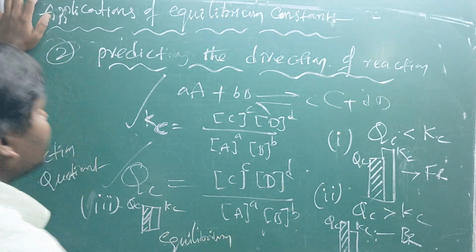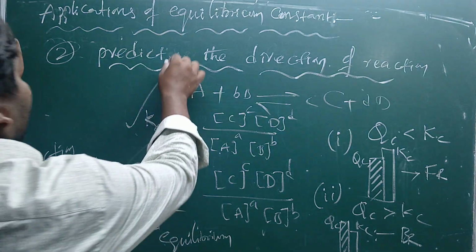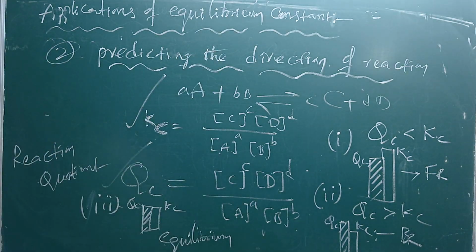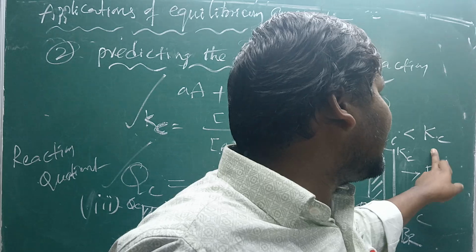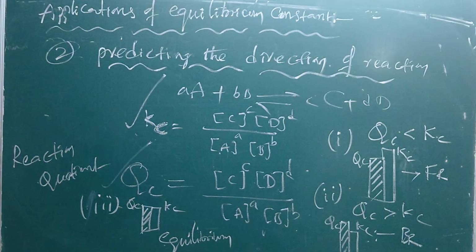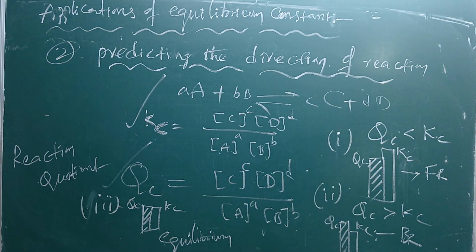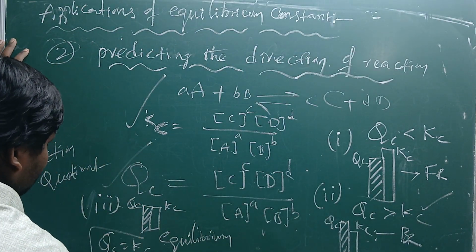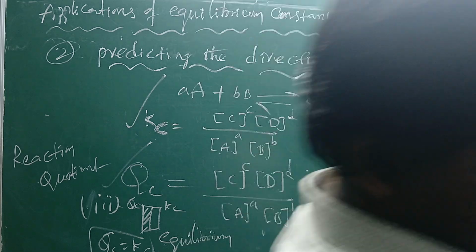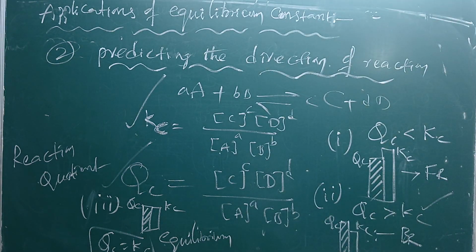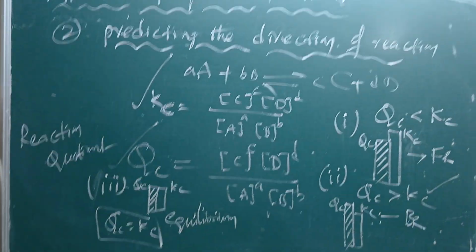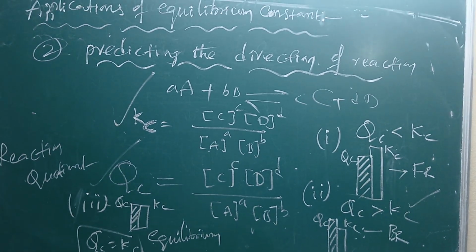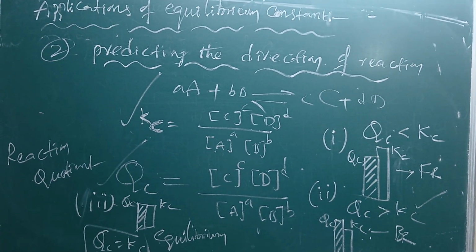Okay, there are three conditions in predicting the direction of the reaction. If Qc is less than Kc, the net reaction takes place in the forward direction. If Qc is greater than Kc, the net reaction takes place in the backward direction. If Qc becomes equal to Kc, that is the equilibrium condition. Okay, this is the information about the applications of equilibrium constant. Thank you.